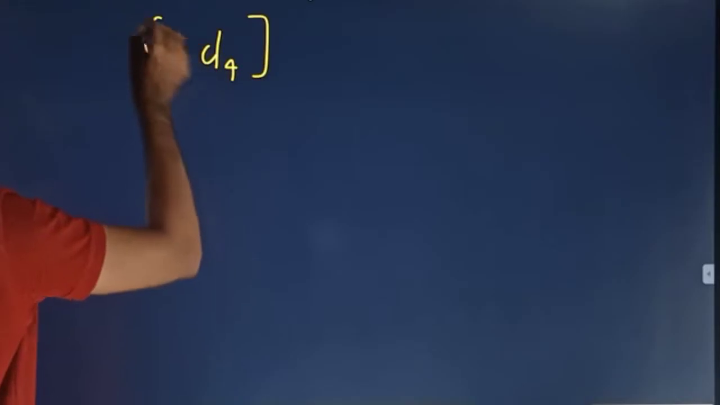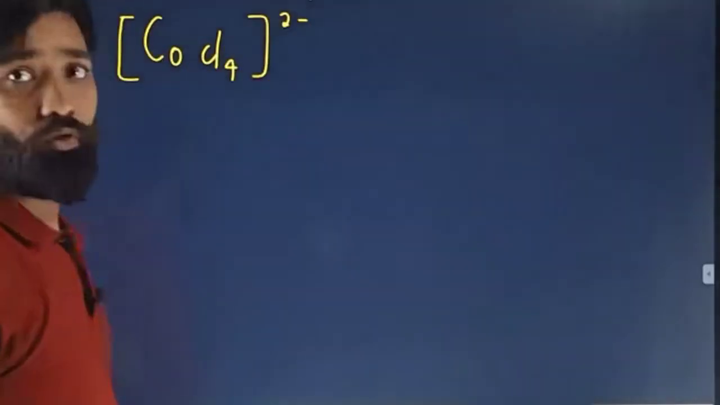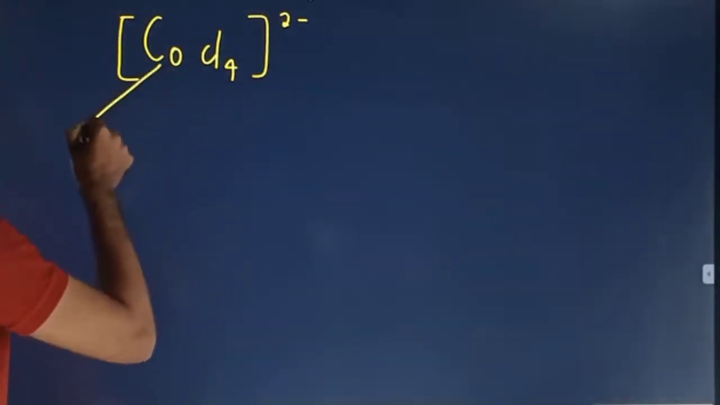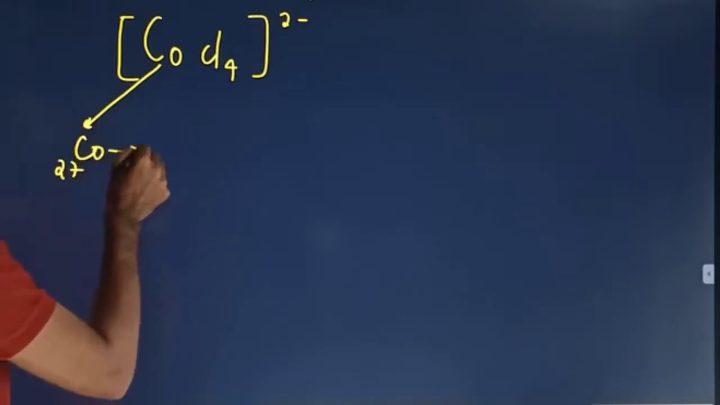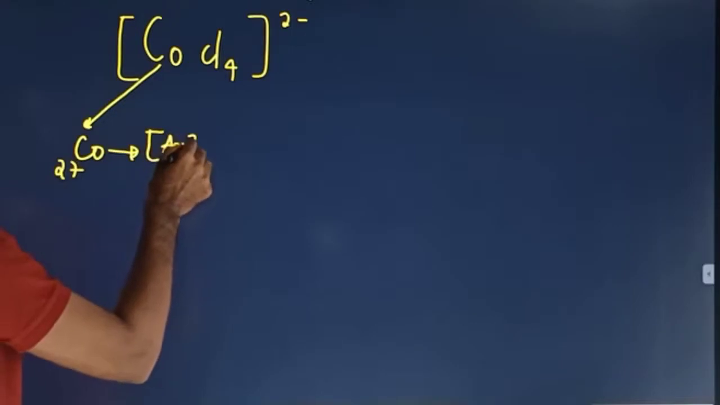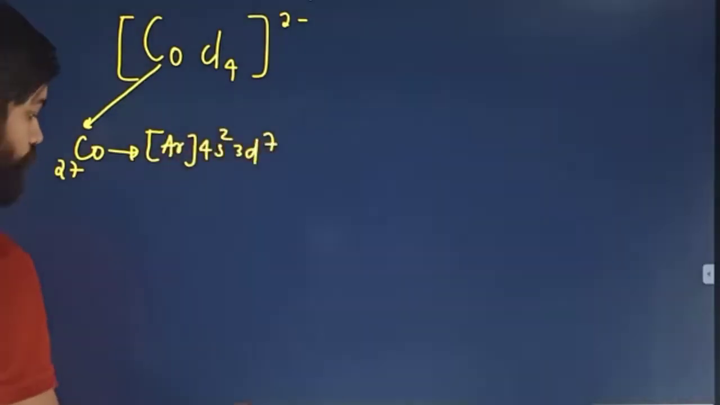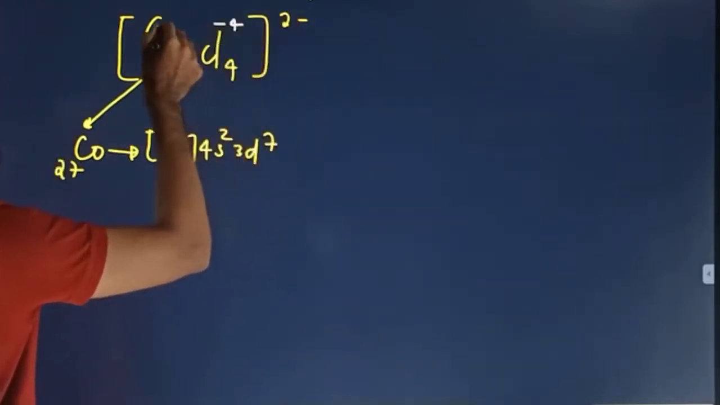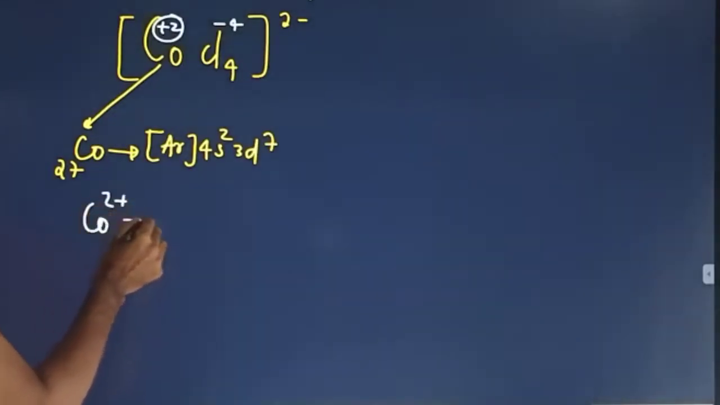[CoCl4]2-. Okay, fine. The central atom is cobalt with atomic number 27. Configuration: argon 4s2 3d7. Now check the oxidation state. This is -2, this is -4, so this is +2. So cobalt is in +2 here.